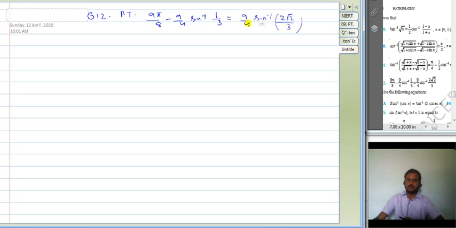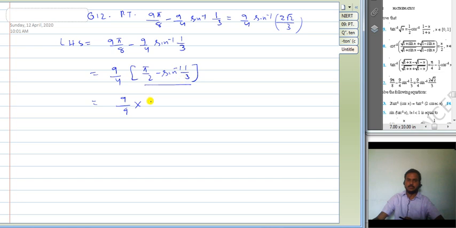So you start from LHS first. LHS is 9 pi by 8 minus 9 by 4 sin inverse 1 by 3. From these two I can take 9 by 4 outside. What is left with me is pi by 2 minus sin inverse 1 by 3. So this is equal to 9 by 4 times pi by 2 minus sin inverse of anything, which can be written as cos inverse 1 by 3, since I have a result that cos inverse x plus sin inverse x together will always be pi by 2.